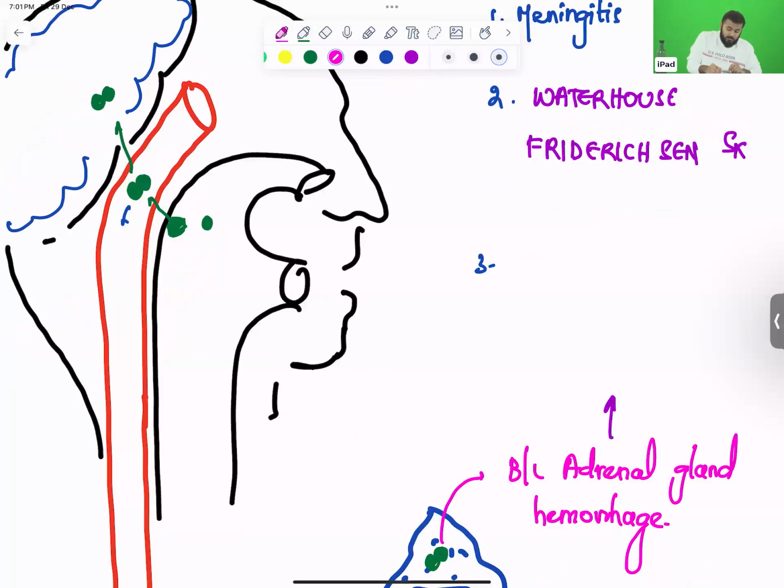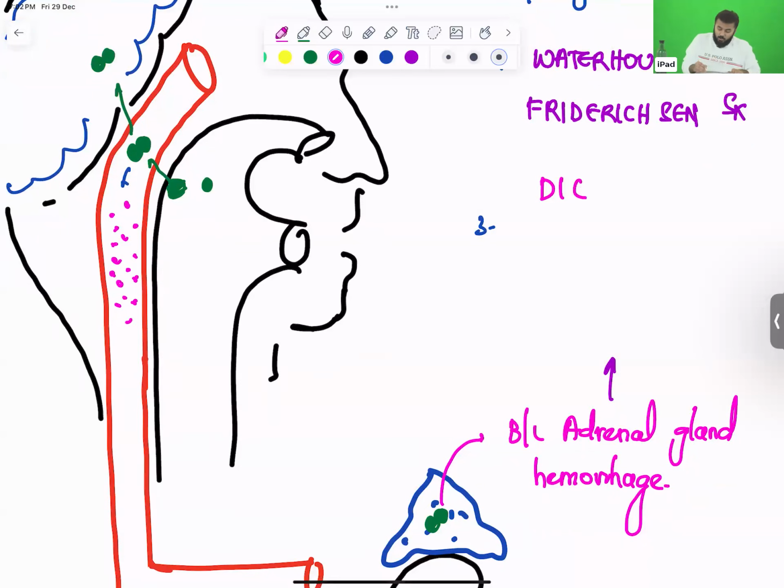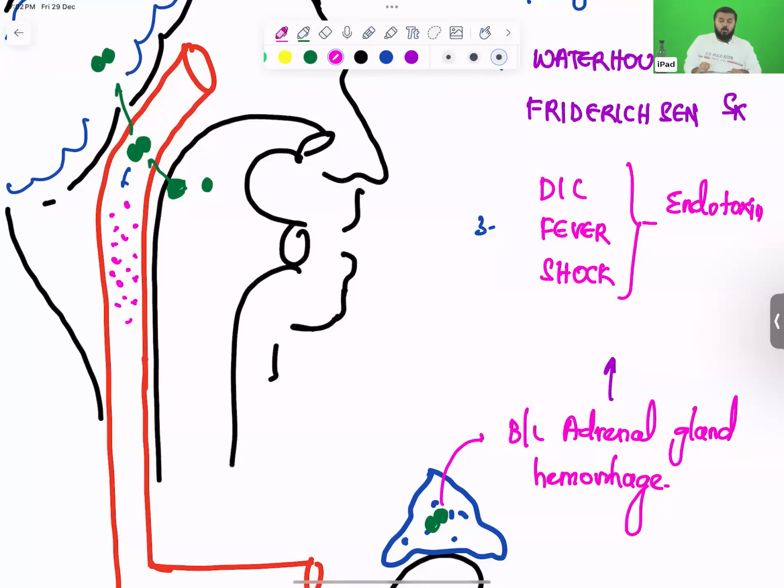This is going to release a stronger endotoxin that is called lipo-oligosaccharide. Normally guys, when I was teaching you the topic of endotoxin, what did I tell you? It will cause three important things. One is fever, one is shock, another one is disseminated intravascular coagulation. Long back I told you, in the first or second class I think. So here also it would cause those things: disseminated intravascular coagulation, fever, and shock. All of them are caused by this endotoxin.